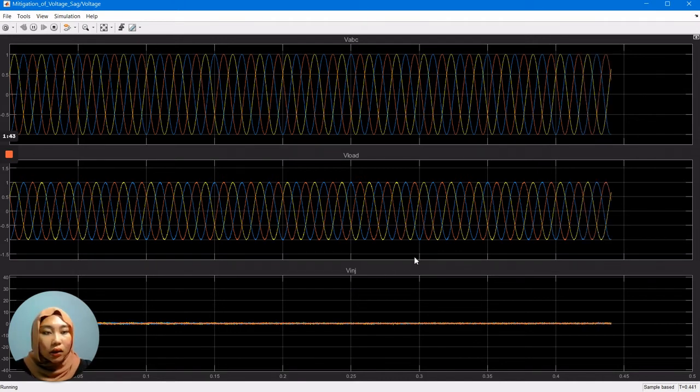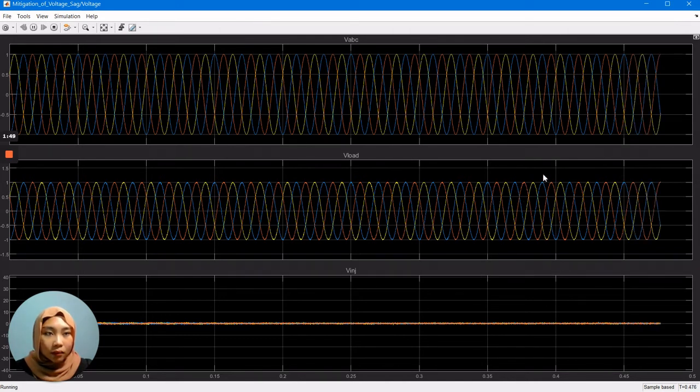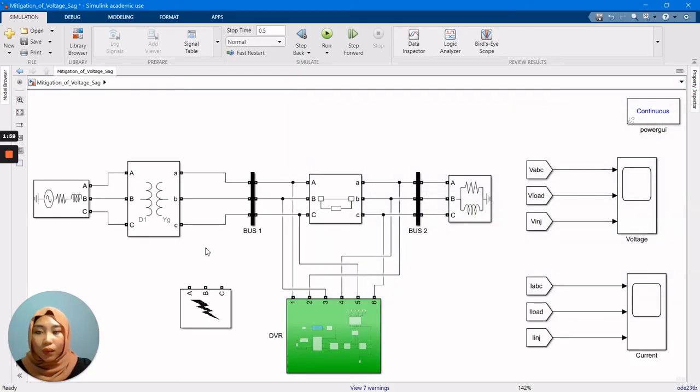Almost done. Alright, so this is the result. And next one, we will connect all these faults to the system, and we will see how it changes the result. And then we will run the system.